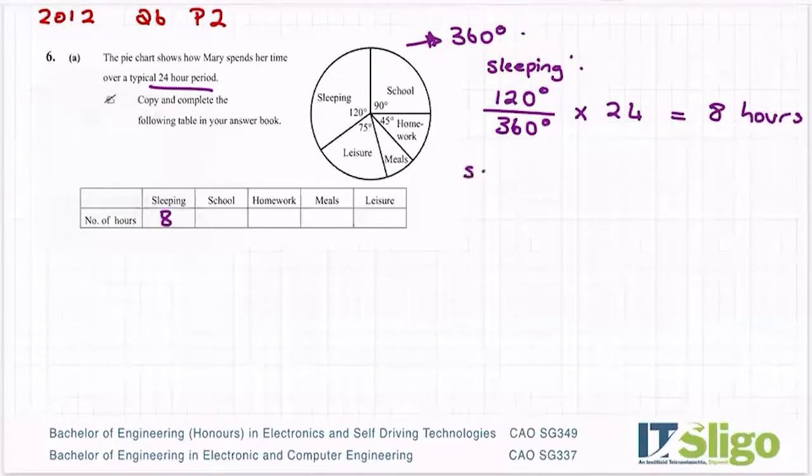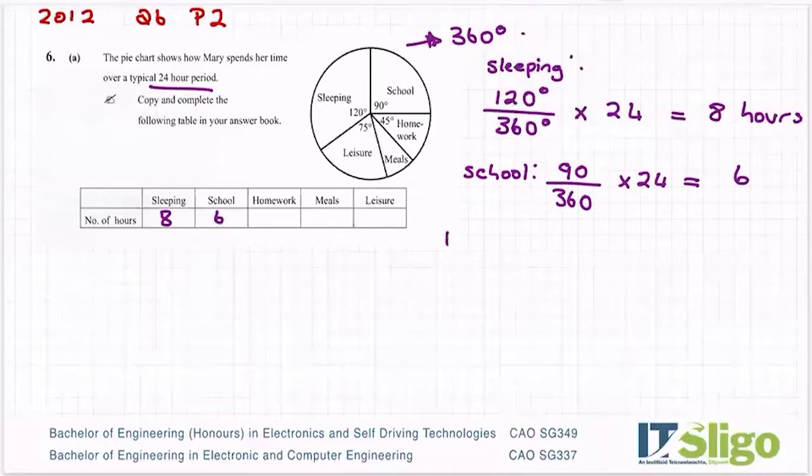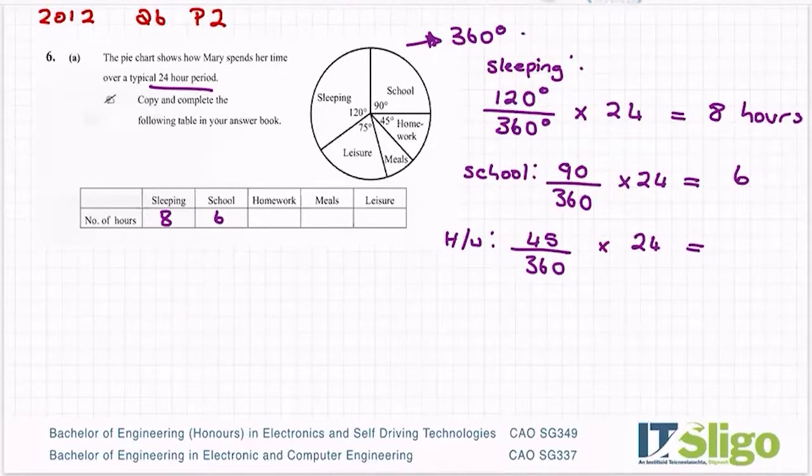School. So that's 90 degrees out of the 360. And again, I multiply it by the 24 hours. And that'll end up being 6 hours. So 6 goes in here. Homework is 45 degrees over the 360, multiplied by the total, which is 24 hours. Pop that one into my calculator. And I'm getting 3 hours for that one.